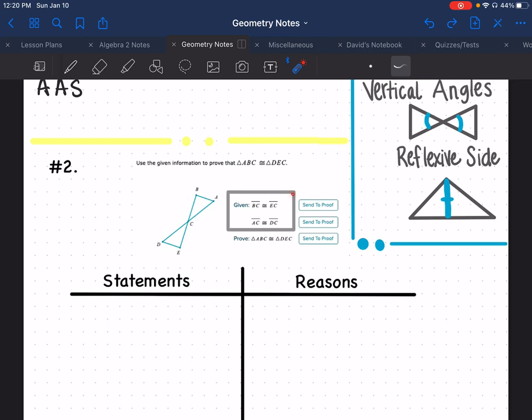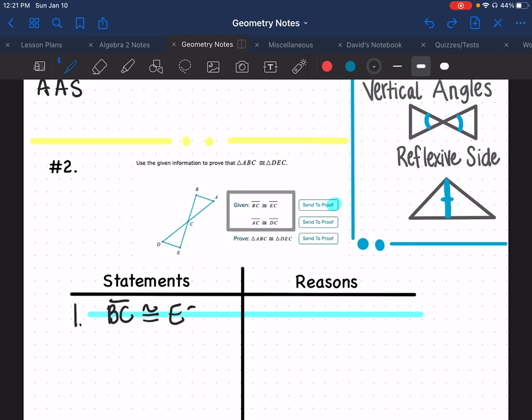All right, so you want to focus right here on your givens. You're going to click the first send to proof, and it's going to come down here and send the whole thing to the proof for me. It's going to fill out this complete line for me, and it's going to say BC is congruent to EC, and it's going to say given.